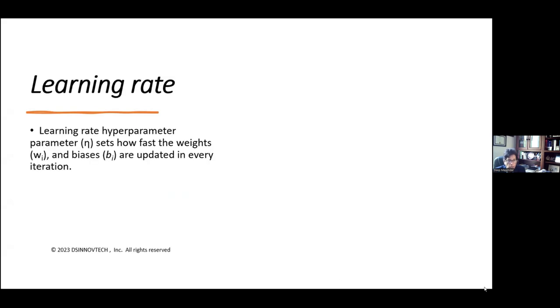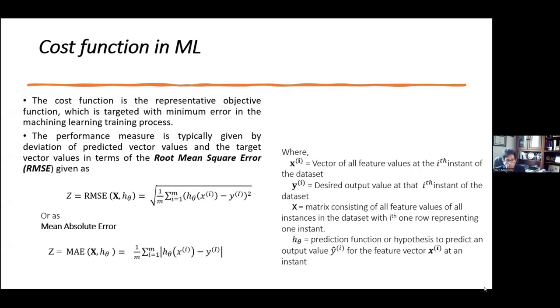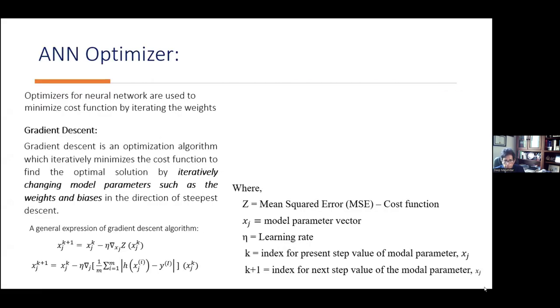And then finally, the learning rate will tell how fast the weights and the biases are updated. And the thing that you're trying to optimize is the cost function. For machine learning and deep learning, one of the cost functions is root mean square error, or MSE, that you try to minimize with respect to the parameters, the weights and the biases. So that's what you tend to optimize.